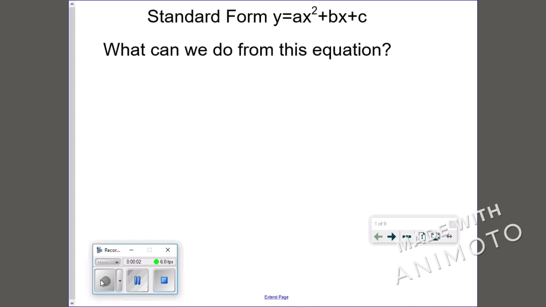Let's review quick here. The standard form of a quadratic equation is given to you. What can we do? Just looking at this equation, recall everything we can do from it. Pause the video, think about that, and write your answer down on your guided notes worksheet.